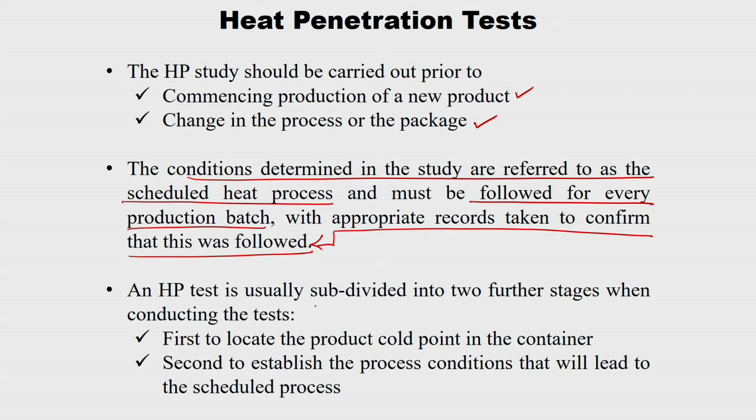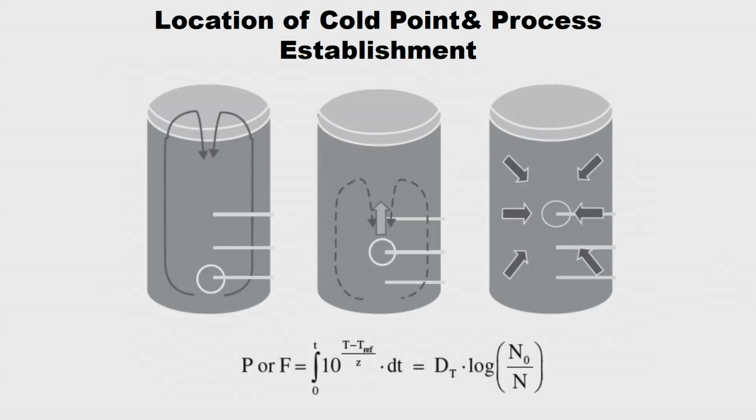And the heat penetration test is usually subdivided into two further stages. One is to locate the cold point, and the second is to establish the process conditions. We have already said that the lethal rate is nothing but 10 to the power of (T minus T reference). This T we take at the coldest point in the container, right. So, these are all the examples.